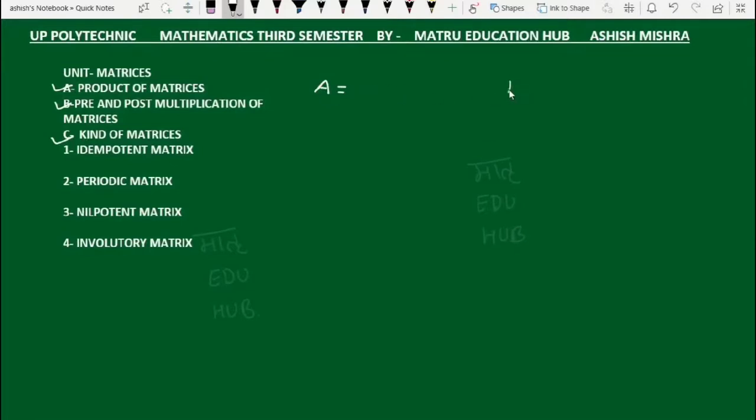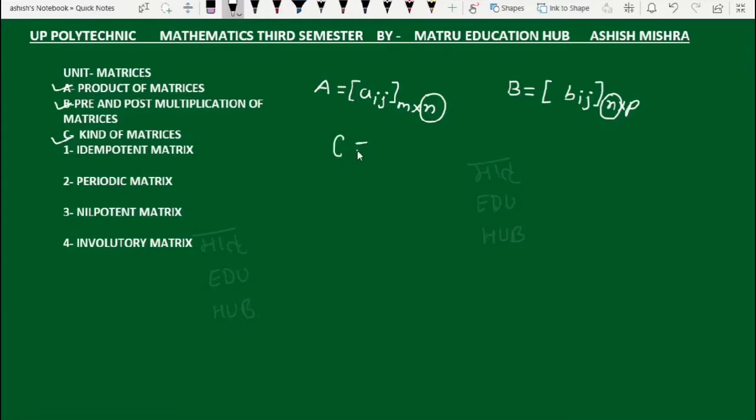Let A and B be two matrices. Element of A is denoted by Aij and is of order m cross n, and order of B is n cross p. We can see the number of columns of the first matrix is the same as the number of rows of the second matrix. That is, my product is possible.